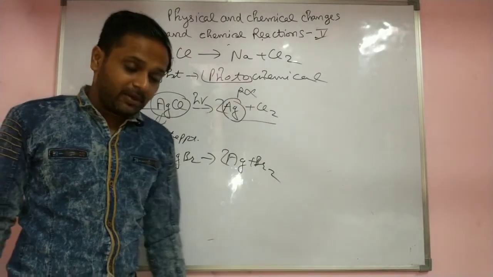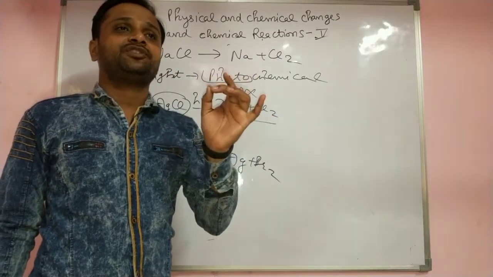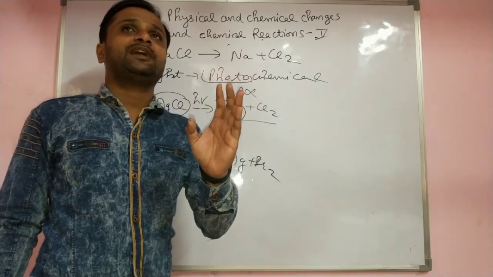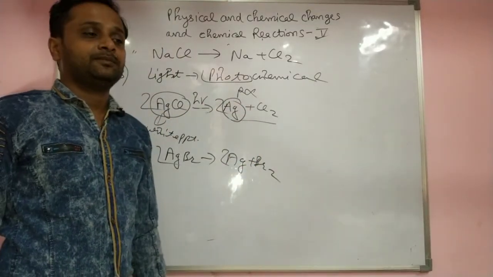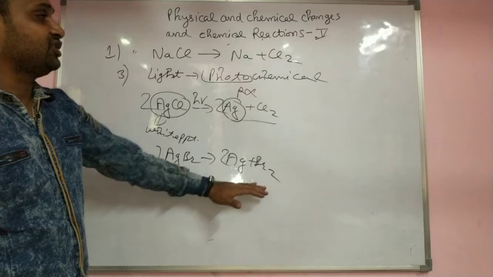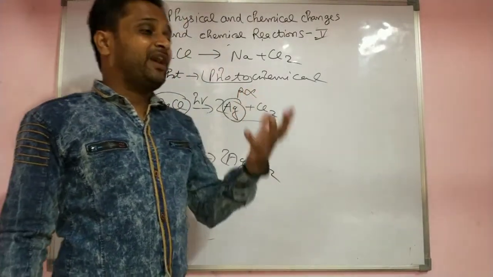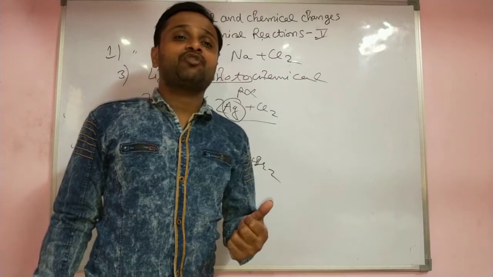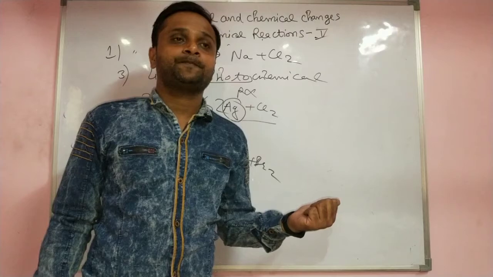I already told you decomposition happens in three ways. First was heat, thermal decomposition. Second was electrolysis by using current, and the last one is the photochemical reaction. This is your chapter, and these are very easy and simple reactions. First of all, we already did combination, then decomposition. Thank you.